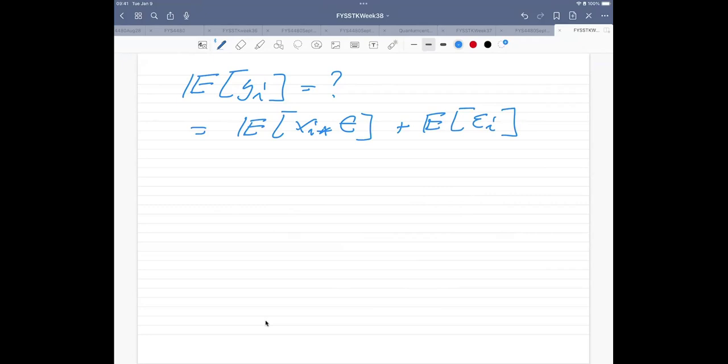Now, if you look at the last term, what is the expectation value of that one? If you look back at the assumption we are making about the data, that's 0, because we have defined epsilon to be given by a normal distribution, which means that we put the mean value equal to 0. So this is something we can put immediately equal to 0, by definition. Now, what we are interested in is the probability of y.